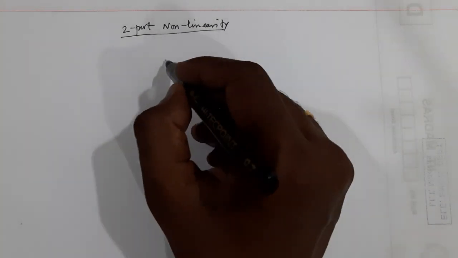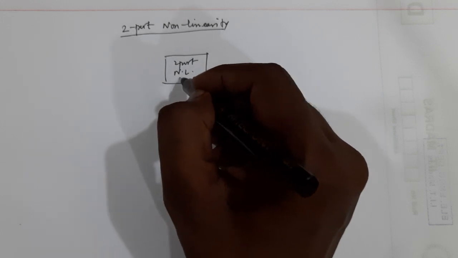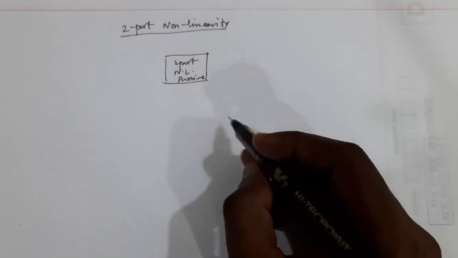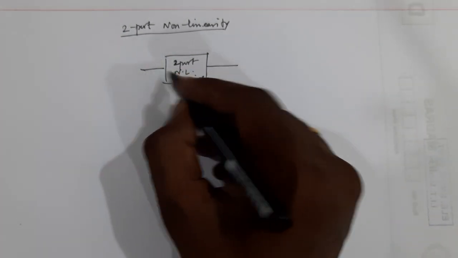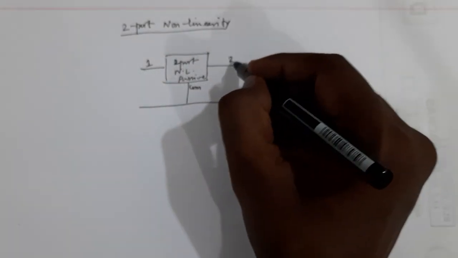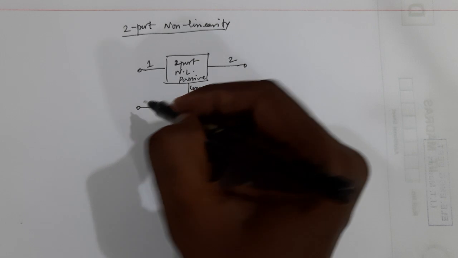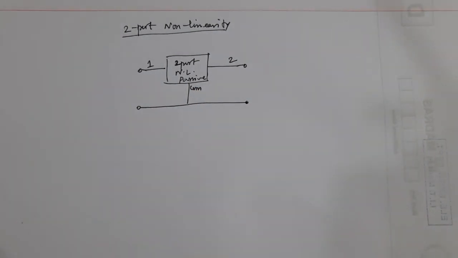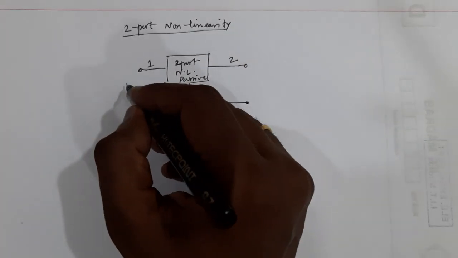So, again, we have done this: two-port non-linear passive. And if it is three-terminal, remember two-port three-terminal, it looks something like this, which is the common terminal. That is port 1 and port 2. Okay, and we'll analyze this particular two-port element in the same way as we did for a one-port or two-terminal element like a diode.